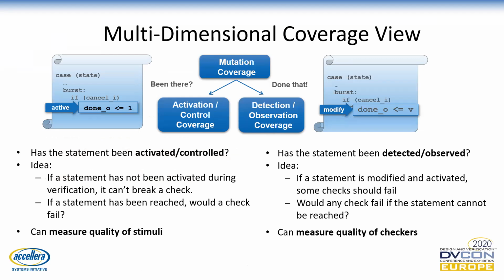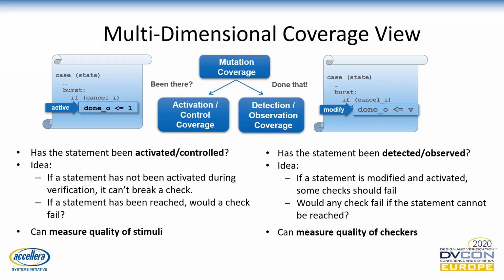The shortened questions would be like, okay, been there, done that. In the first case, when we talk about activation, this is equivalent to a simulation hit. And the idea is, if a statement is not activated during the verification, it's not hit, it can't break a check, of course. If a statement has been reached or activated, would a check fail? So this measures the quality of the stimuli.